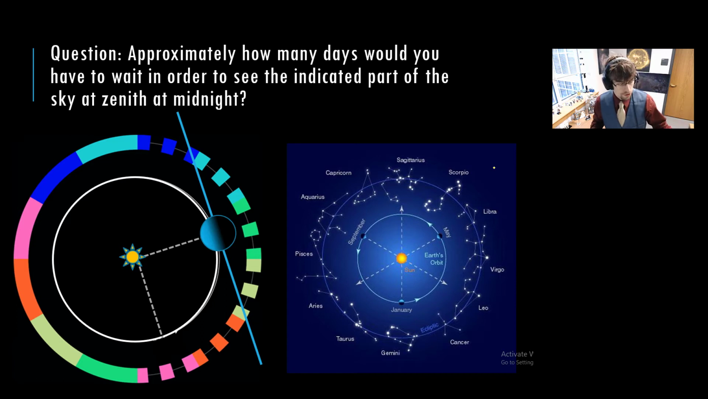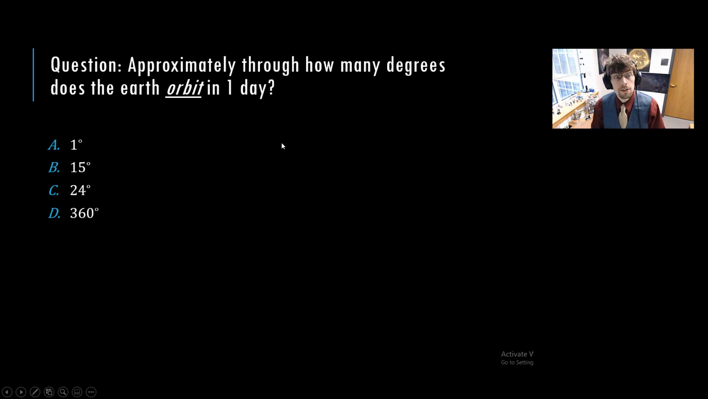So the next question. Okay, so now we've got an idea about why the sky appears to change over the course of months. Now let's go a little bit more quantitative. Let's figure out by how much it changes for a given night. Okay? So here's a question for you. Approximately through how many degrees does the Earth orbit in one day? Go ahead, take a shot at it.